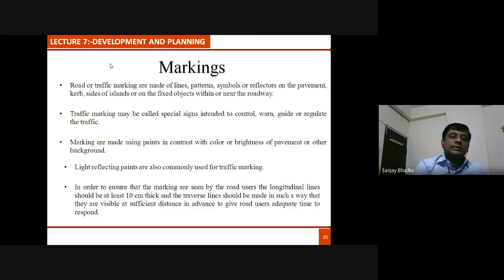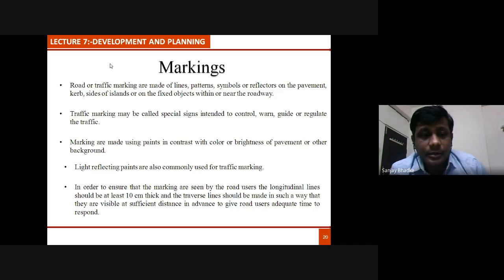I already discussed marking, and I told you that road or traffic marking is made of lines, patterns, symbols, or reflectors on the pavement, curb, side of the island, or any fixed object within or near the roadway. The traffic marking may be called a special sign intended to control, warn, guide, or regulate the traffic. So already we discussed that marking plays a very important role, and marking is very important in case of night driving, and it is one of the media which gives various directions to the driver.